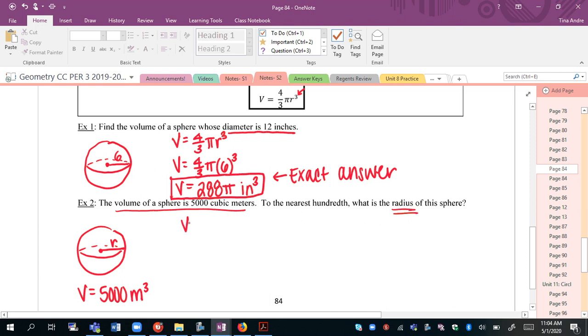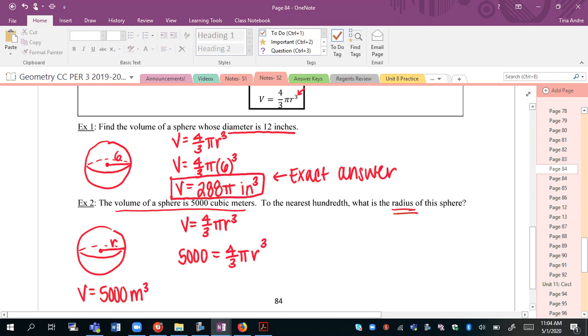So I'm going to go ahead and write my formula. We always want to show that formula first. Remember that it's cubed in the formula. So plug in what you know. So we know the 5,000 equals 4/3 pi r cubed. So basically what we need to do is we need to get the r by itself.